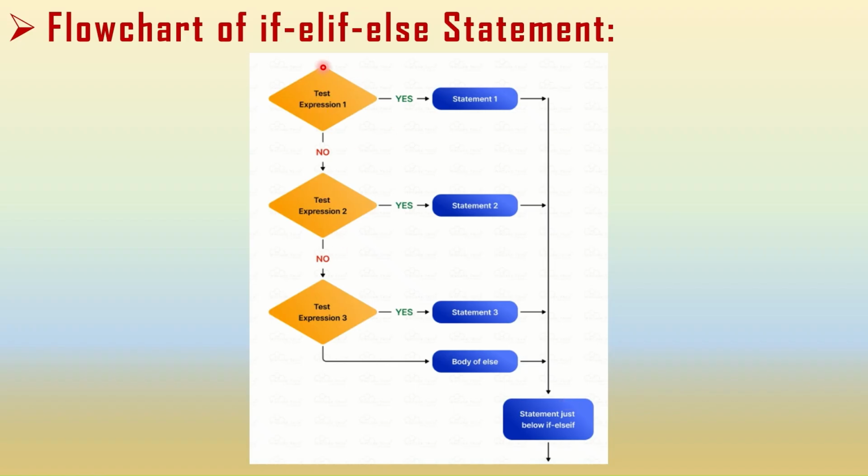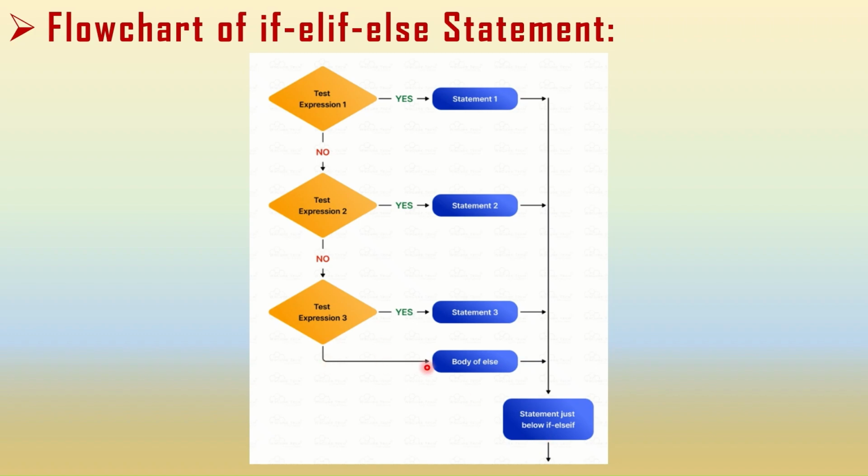And if the initial test expression becomes false, then it checks the second test expression. If it becomes true, then only statement 2 inside this test expression will be executed, and then it moves on to the other set of statements below the if elif. And if this second test expression becomes false, then it moves to test expression 3. If it becomes true, similarly, the statement inside this test expression will be executed and it moves on to the statements just below the if elif.